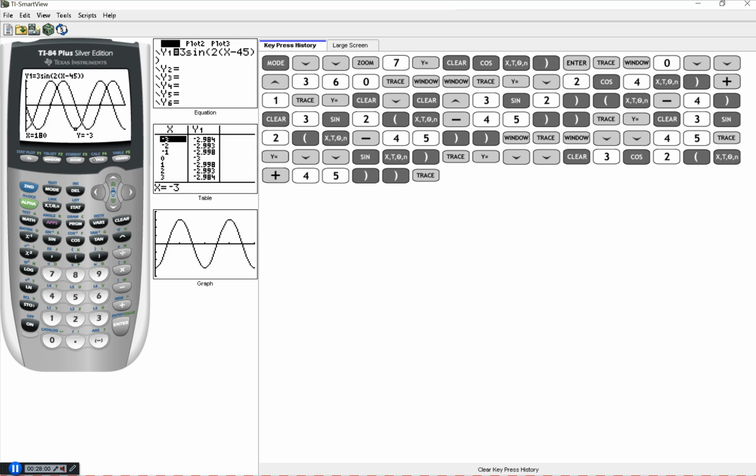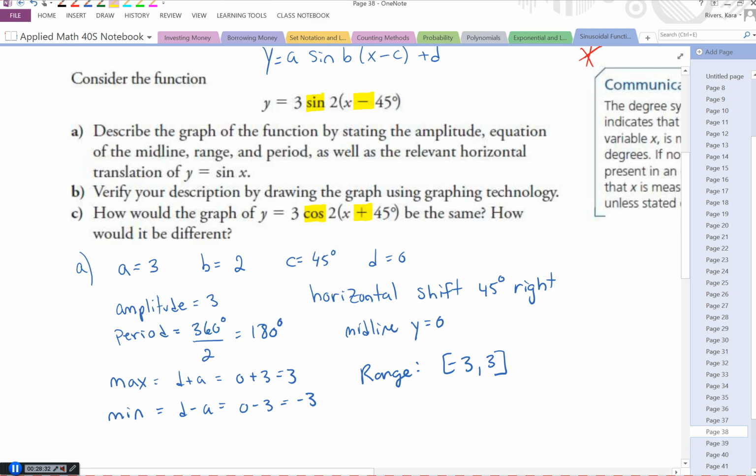And because it's a shift to the left, let's actually change our window so we can see what's going on the other side. Instead of 360, let's go from negative 45, because that's essentially where we're going, right? And then you can see that cosine, because it starts up high, is starting up high at that negative 45 degrees at a maximum of 3, and then coming back down and up and down and so on. Okay, so let's graph that in our notes here.